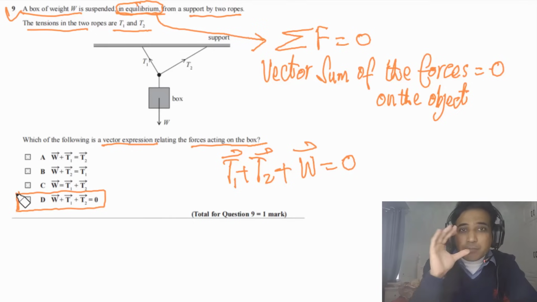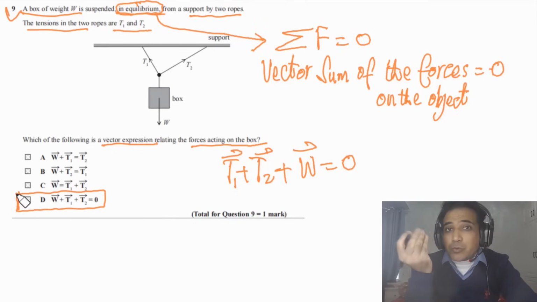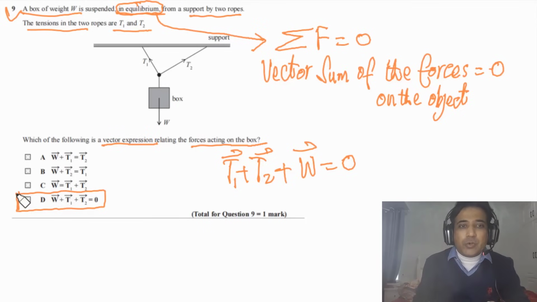If your concept is clear, physics is just about concepts. If your concepts are clear, it's fun to play with problems and solve problems. So try to clear your concepts. So the answer for this one is D.